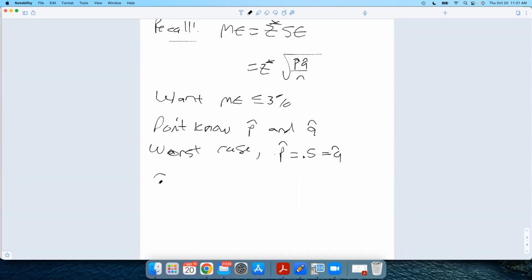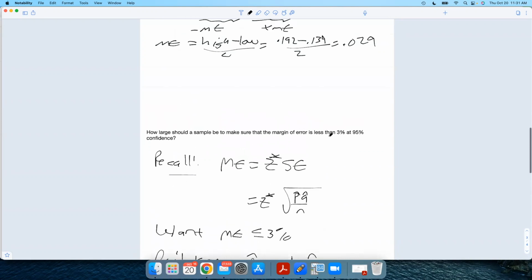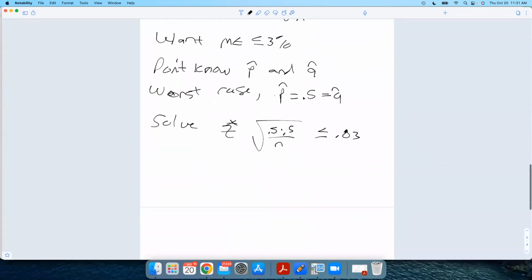So that means we're trying to solve Z star times the square root of 0.5 times 0.5 over N is less than or equal to 0.03. Now Z star, what's our confidence level? 95%.